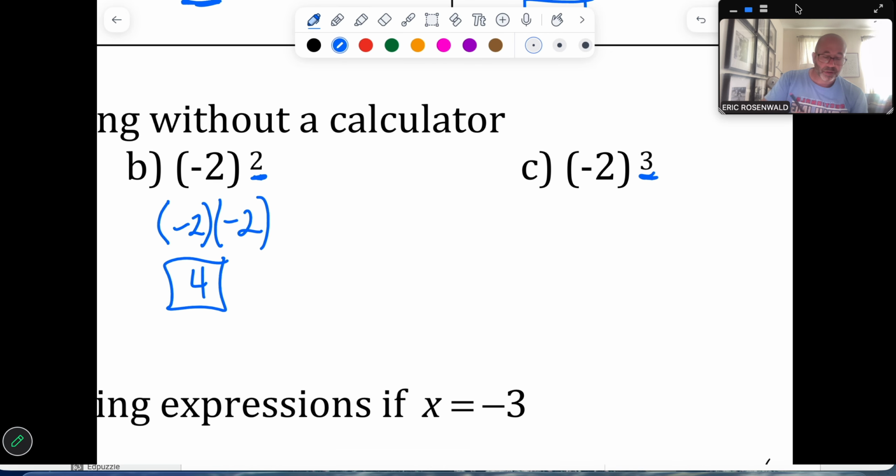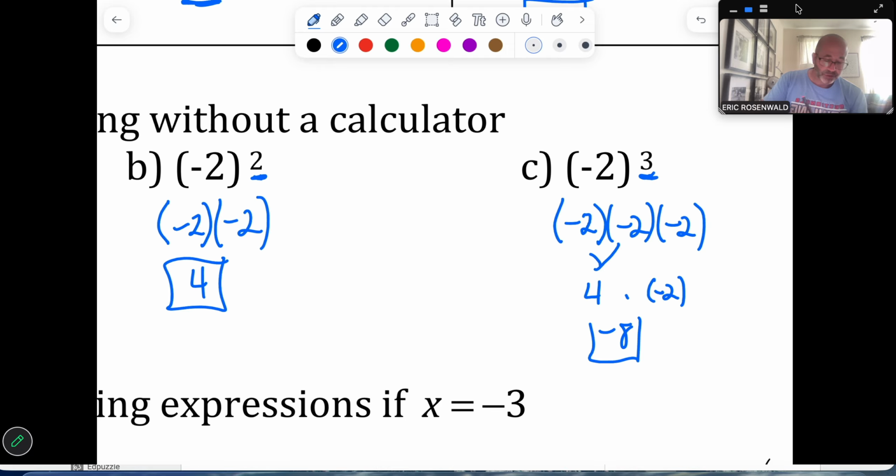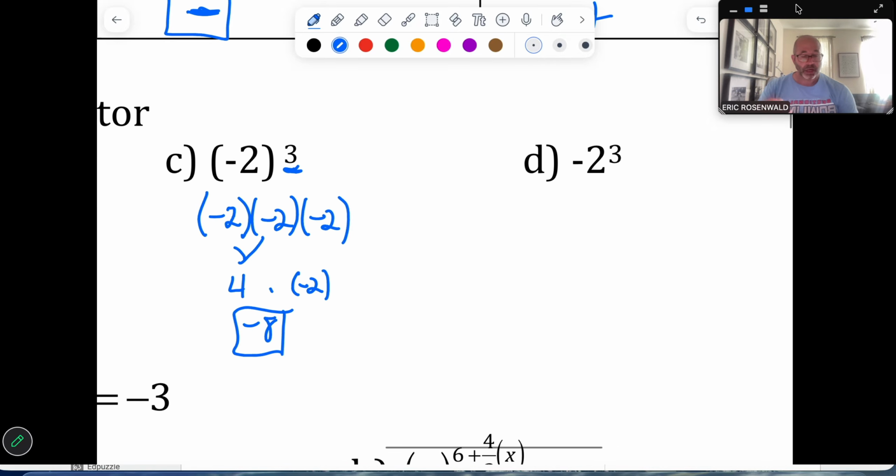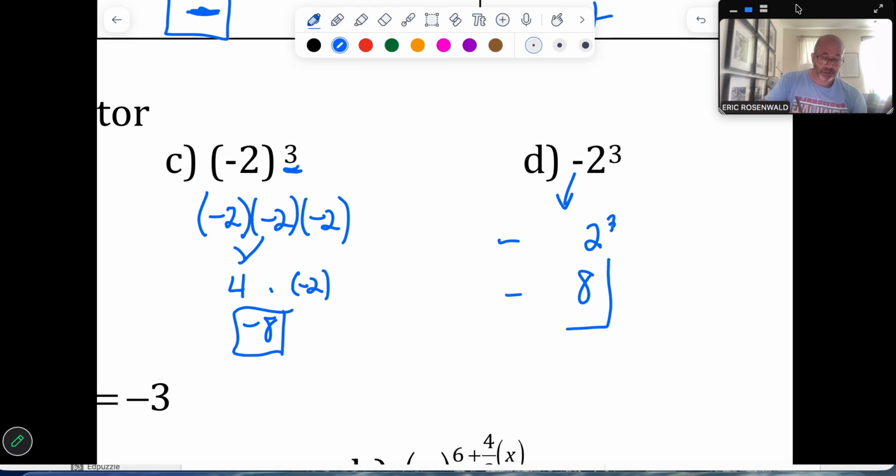This -2 to the third power, that's an odd power. And so if we think about what's going to happen, we have -2 times -2 times -2. We have a +4 times -2, which means we have a -8 for our overall answer there. Okay, not 6. Be careful with that. And then this last one, that negative is not in parentheses, so it's not being cubed. So we just have a negative in the front of the problem. And then we have a 2 to the third power. Well, 2 to the third is 8, so this is going to be a -8 overall.